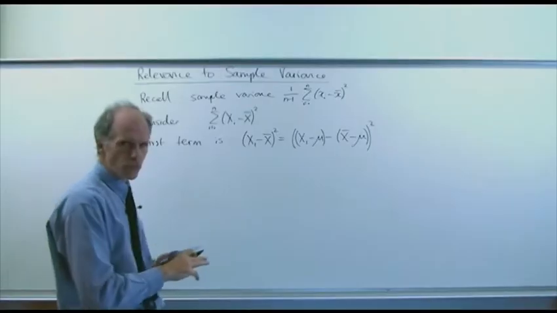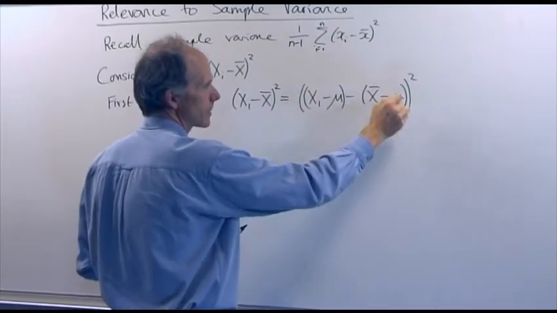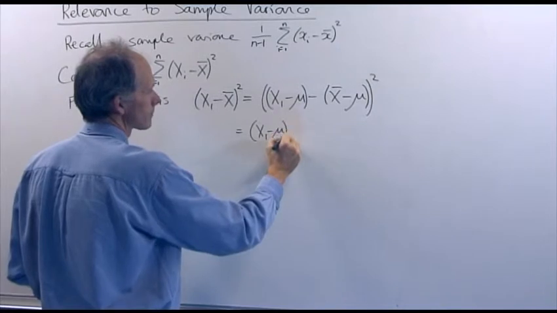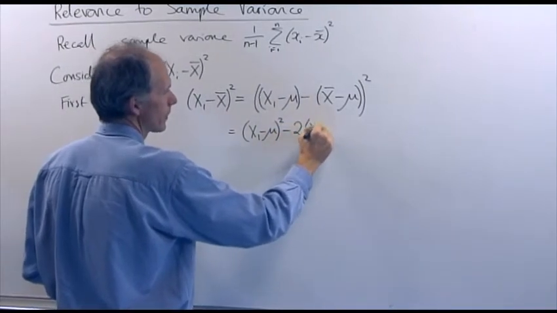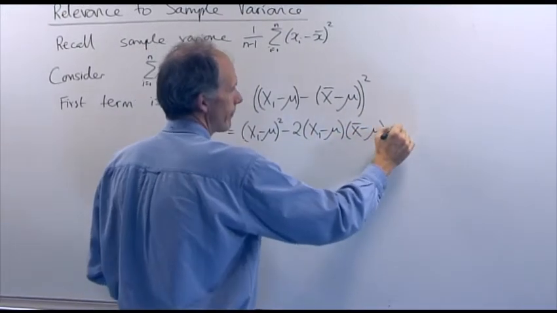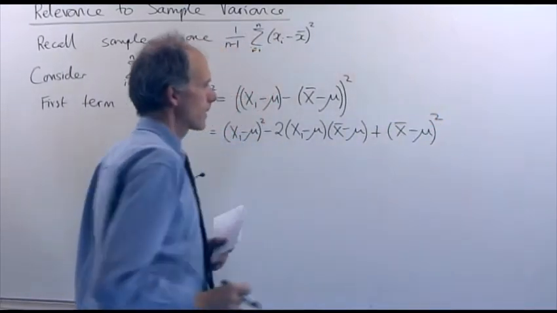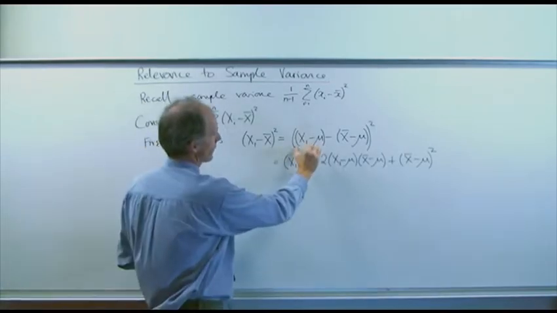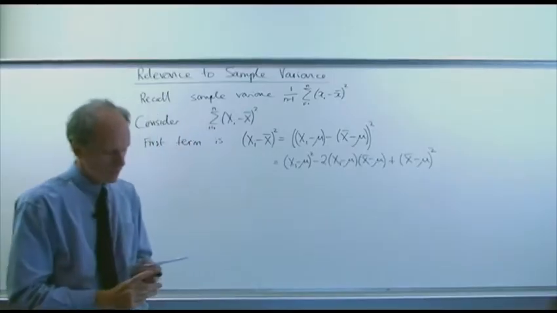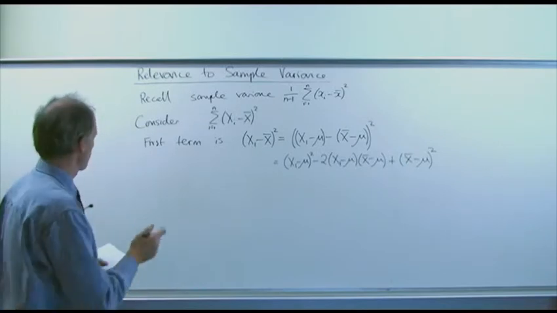And the reason for doing that is we now treat this as, if you like, two terms. So this is the first term and the second term, which we square. And so we have the first term squared, minus 2 times the cross product, and then the second term squared. All I've done is treat these two terms like a minus b squared, so a squared minus 2ab plus b squared. Okay, so now we're going to take expectations.